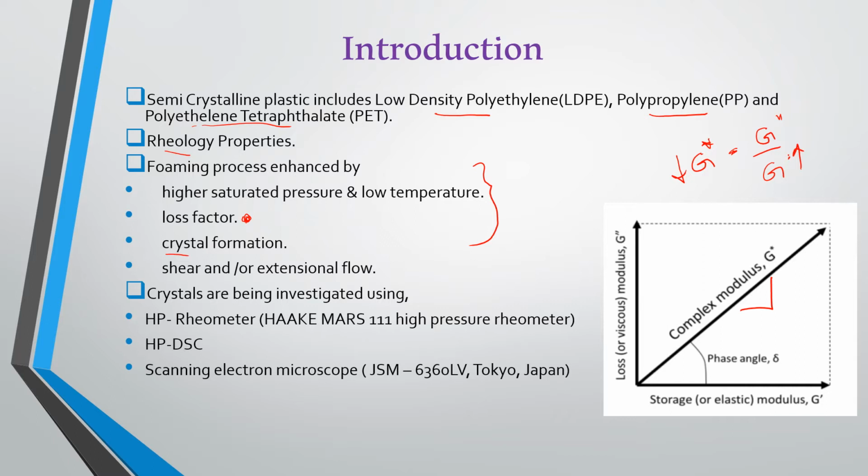Since I mentioned crystal formation, I'll talk a little bit about how crystal formation affects the foaming process. The crystal acts as a heterogeneous agent that can improve cell nucleation, which will maintain foam structures due to the increase of the storage modulus. As we talked about before, increasing storage modulus improves foaming. So all these factors come right back to the loss factor. In this experiment, we'll be using these instruments to identify the crystal behavior, and I'll be considering more the HP rheometer, which is the high pressure rheometer.